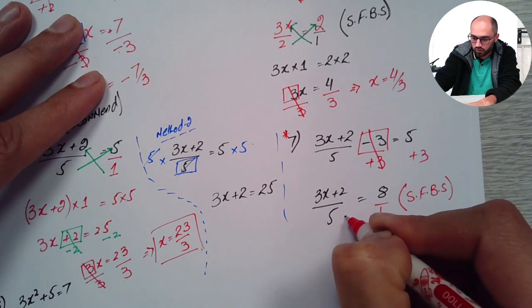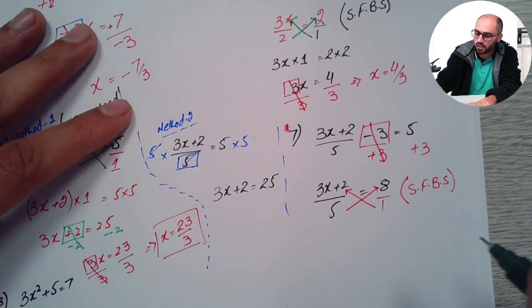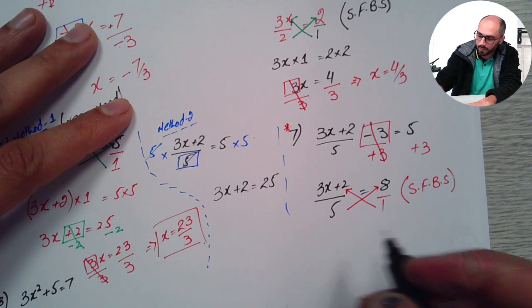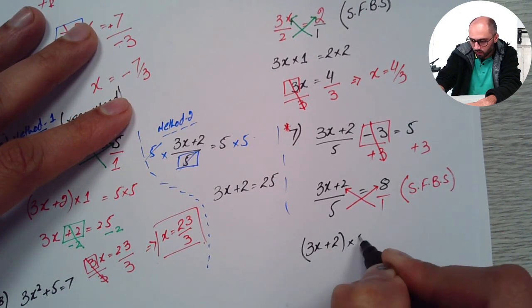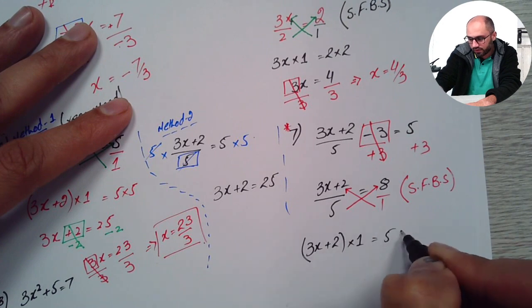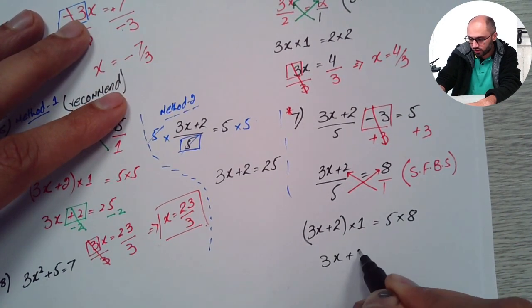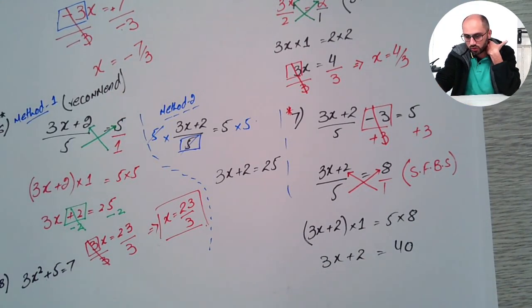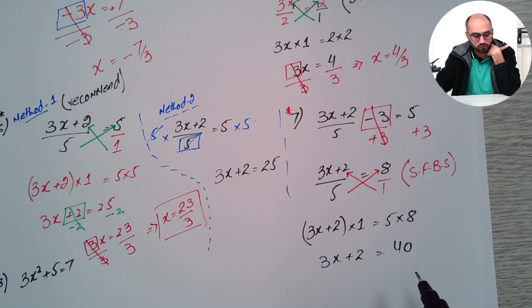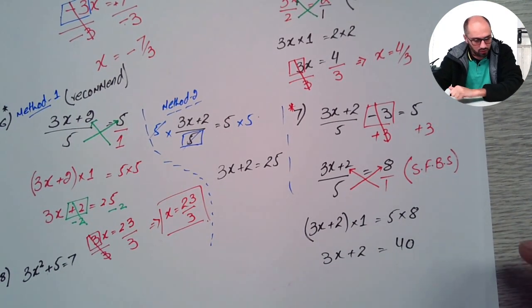Once you have that, you multiply the denominators to the numerators, and you will end up with 3x plus 2 times 1 equals 5 times 8. That leaves you with 3x plus 2 equals 40. Now, if you look at it carefully, you will see this is the same as question type 4.